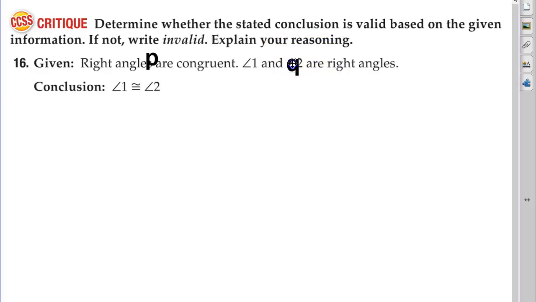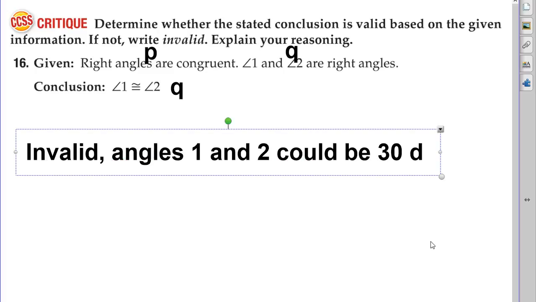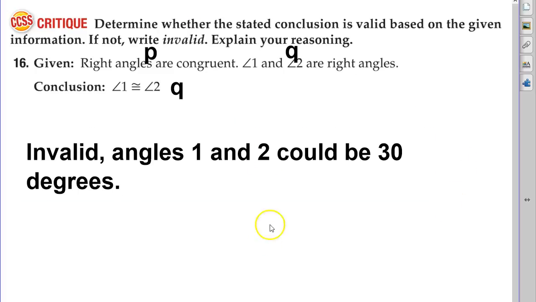Now the thing is this. My conclusion is, hey, Q happened. That's a problem though, because P never occurred to make it happen. So how in the world are we going to make Q happen? So this is invalid. It fails the law of detachment. And we could say, how do we know if they're congruent? Angle 1 and angle 2 could be 30 degrees. They would still be congruent. They just wouldn't be right angles. Okay. So yeah, it doesn't work out that way.